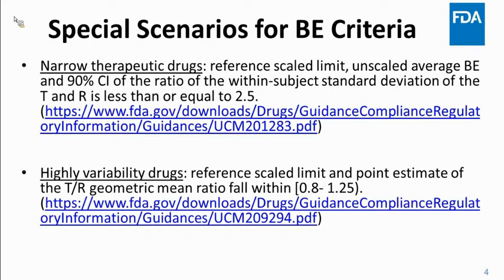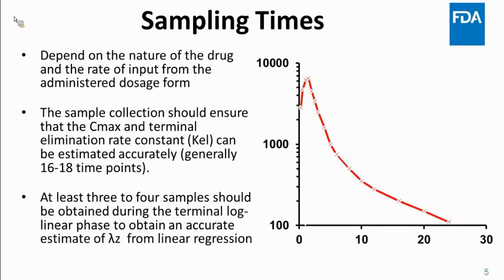For highly variable drugs, there are 2 BE limits. One is the reference scale limit. The second one is the point estimate constraint of the TR geometrical mean ratio should be within 0.8 to 1.25. The stepwise procedure is also included in the product-specific guidance for progesterone capsules. So here's a link for the calculation.